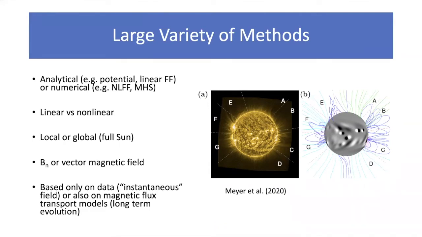Then it depends on what kind of boundary conditions you impose, whether you just impose the normal magnetic field or a vector magnetic field, which is usually done for nonlinear force-free methods. And is it based on instantaneous fields, which are data taken at a specific time, or are you doing long-term models which include magnetic flux transport on the surface? That's, for example, what people like my colleague here in St. Andrews, Duncan Mackay, or Anthony Yates in Durham, or Karen Meyer in Dundee do.